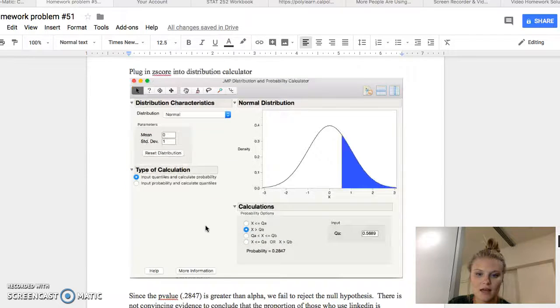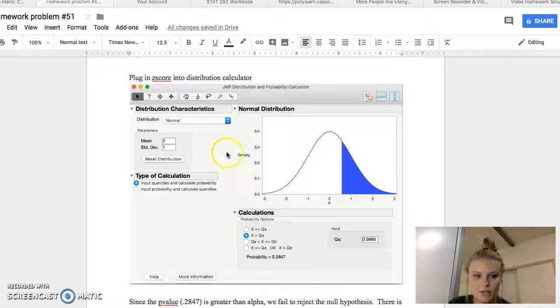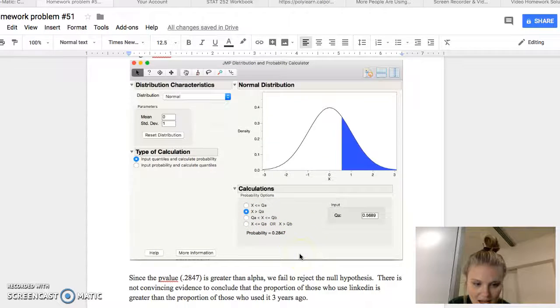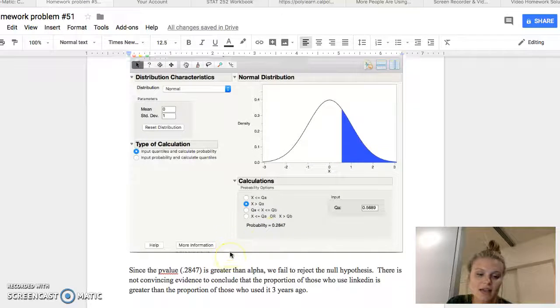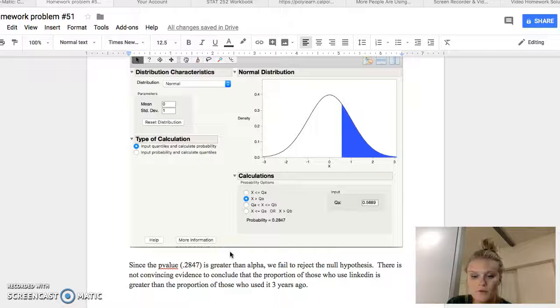Then I plugged that into the distribution calculator. I had the distribution being normal, the mean was 0, the standard deviation was 1. I put in the input as our z-score of 0.5689, and I made sure to click that x is greater than. This gave us a p-value of 0.2847. Since that was greater than alpha, which was 0.05, we failed to reject the null hypothesis.